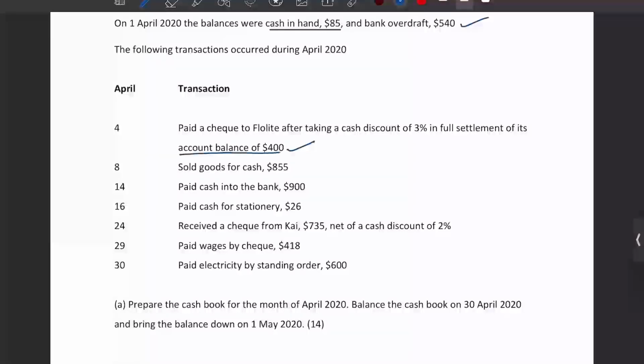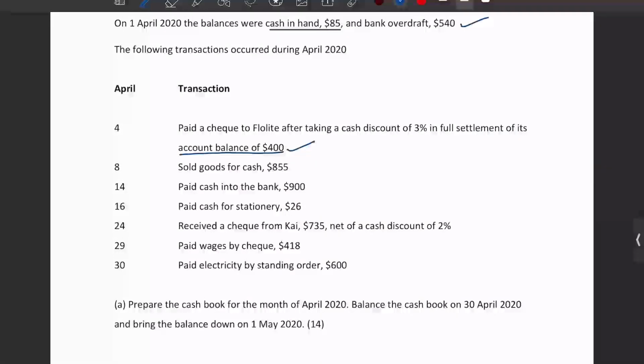The reason, have they told you account balance of 400? Yeah. In his account, there is a balance of 400. So in his account, if there is a balance of 400, that is the amount that you have to pay. Did they say paid a check of 400? Next to that check, have they told 400? No. Then it is not the paid amount. It is the full amount that you have to pay.